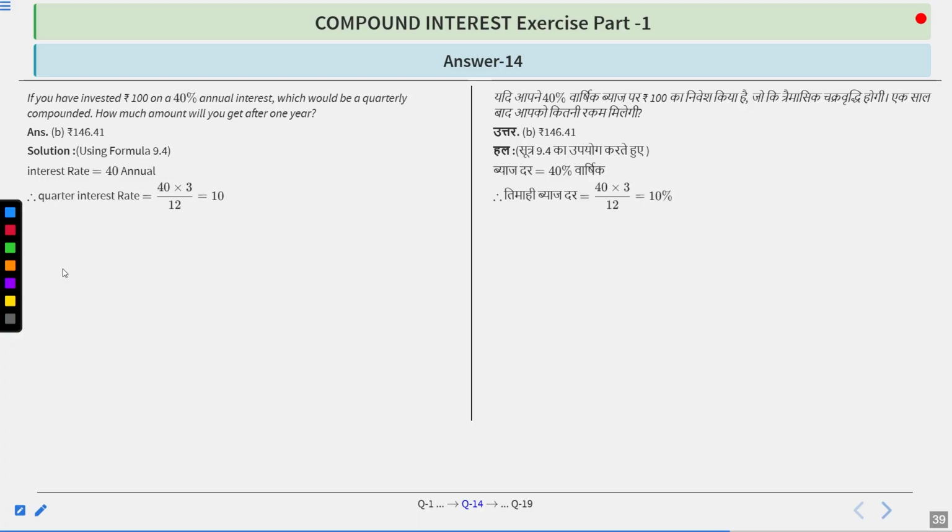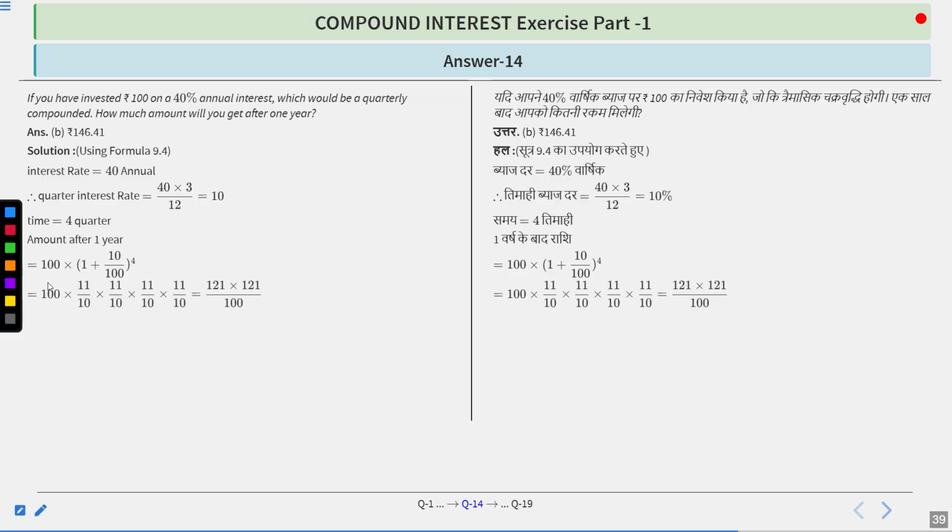Therefore, quarter interest rate is going to be equal to 40 into 3 upon 12, that is 10. Time is 4 quarters because in 1 year there are 4 quarters. So amount after 1 year is going to be equal to 100 into (1 + 10/100) raised to power 4. We have used formula 9.4 and we have put the value of P, R and T. That is equal to 100 into (1 + 10/100), which is 11/10.